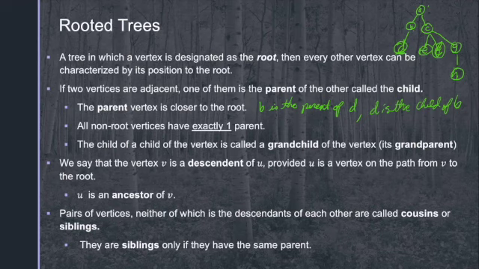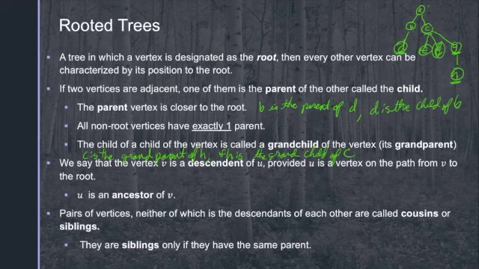The child of a child of a vertex is called the grandchild of the vertex. So H down here would be the child of G, but the grandchild of C. So C is the grandparent, right? It's like making a family tree. C is the grandparent of H, and H is the grandchild of C.